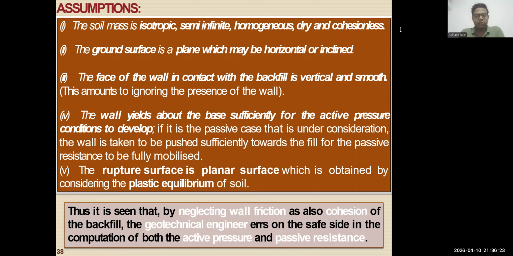After that, the next is that the wall yields about its base sufficiently for the active pressure conditions to develop. If it is the passive case, then the wall is taken to be pushed sufficiently towards the fill for the passive resistance to be fully mobilized. Then the fifth assumption is that the rupture surface is a planar surface, obtained by considering the plastic equilibrium of the soil. Thus, by neglecting the wall friction as well as the cohesion of the backfill, the geotechnical engineer is on the safe side in the computation of both active and passive resistance.